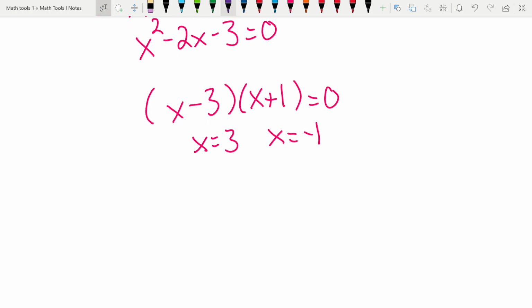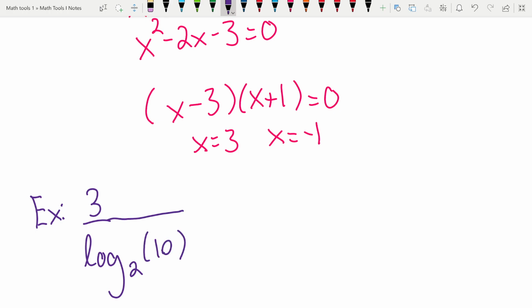All right, let's do one. I was trying to find a tricky one here. Let's try this one: 3 log base 2 of 10, 3 divided by log base 2 of 10, minus log of x minus 9 equals log of 44.